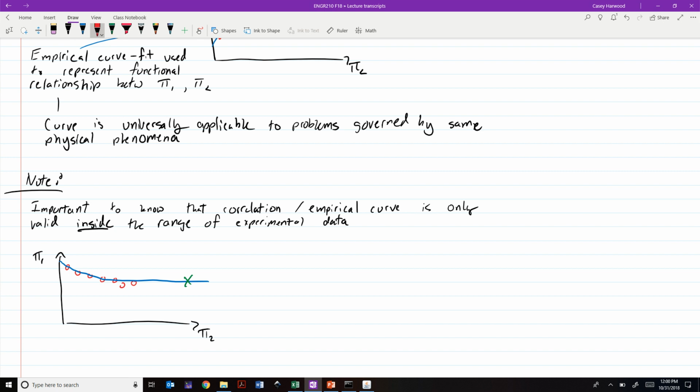When in reality, if we were to go out and do more experiments, what we would see is that there's this big shift in the experimental data. And so only interpolate, never extrapolate. That's the takeaway here.